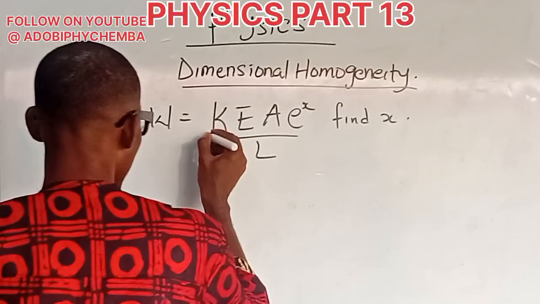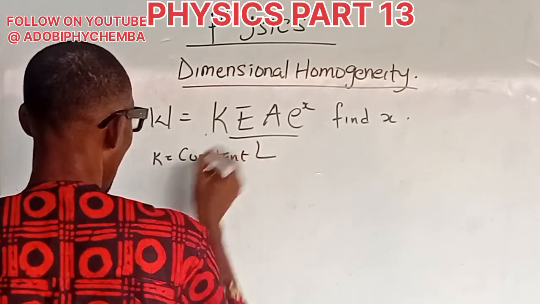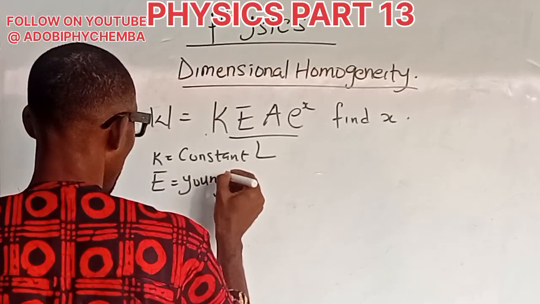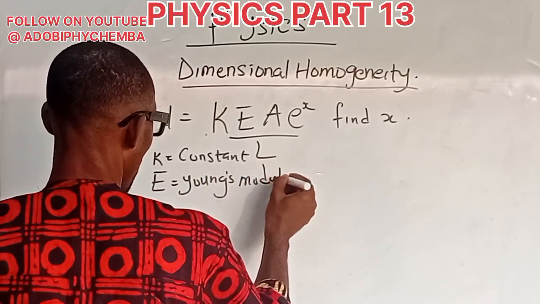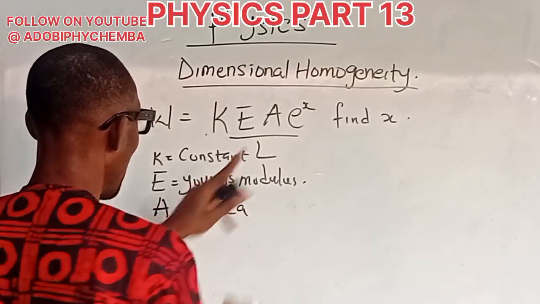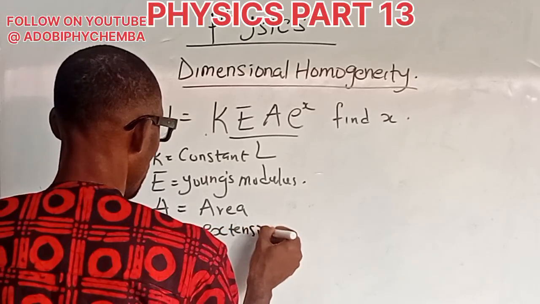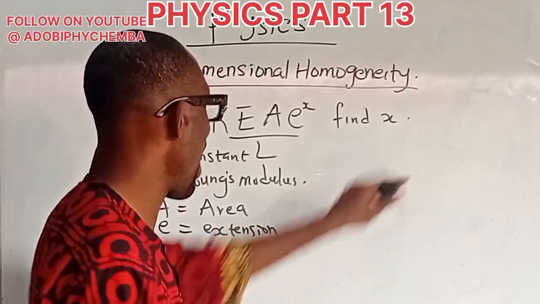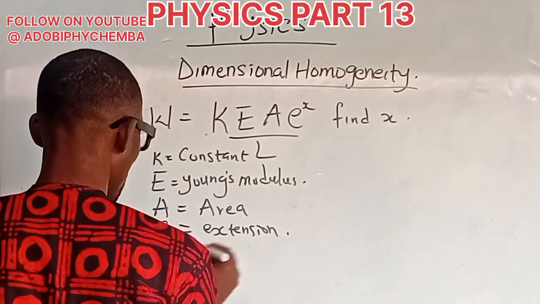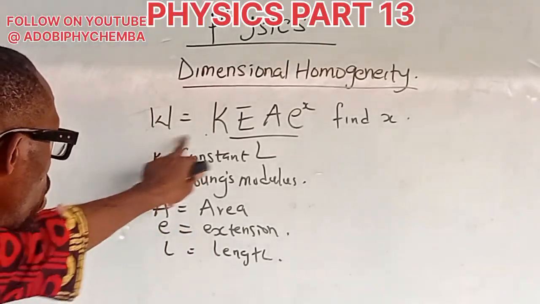K is a constant, and E is Young's modulus. A is area, and the last one, e, is the extension. So the question is, we should find X in this relationship. And this L here is the original length of the wire. So the relationship is given like this.